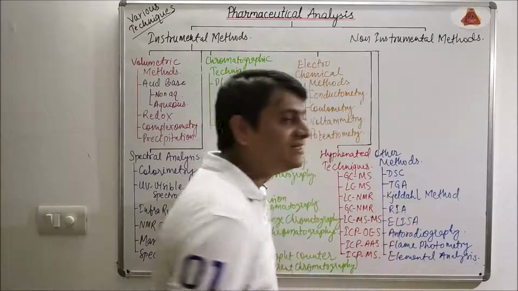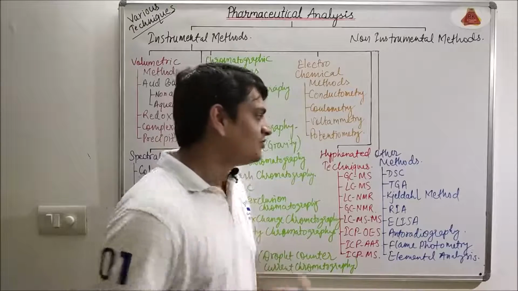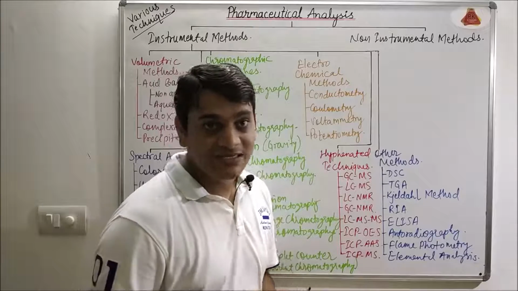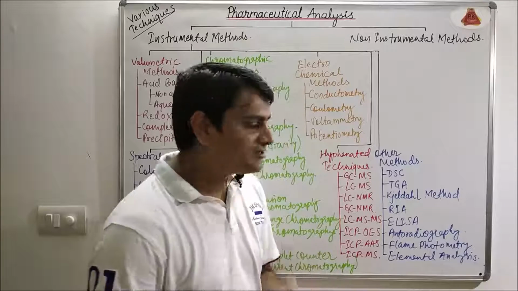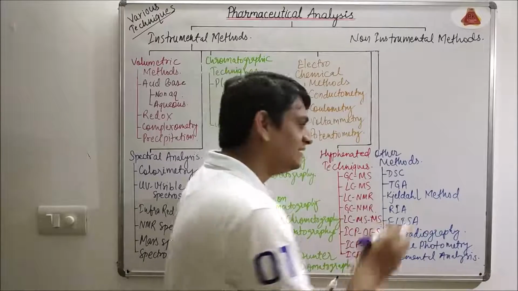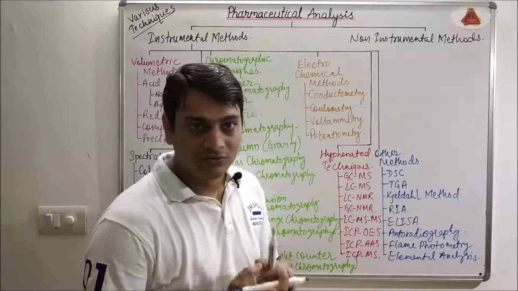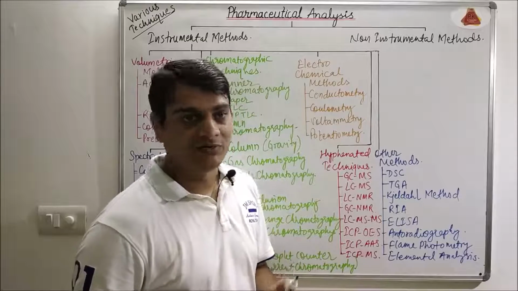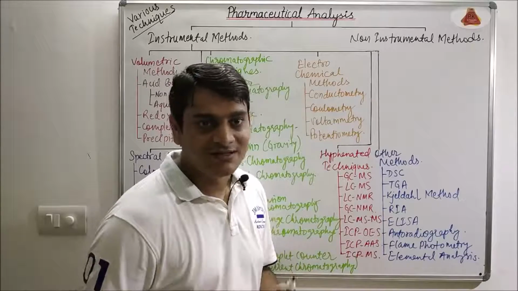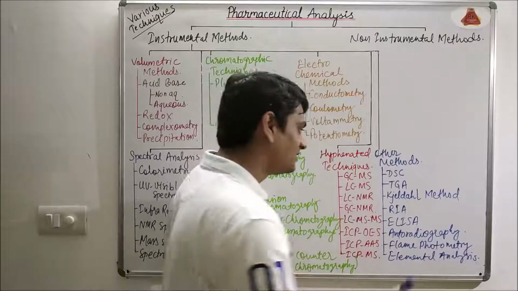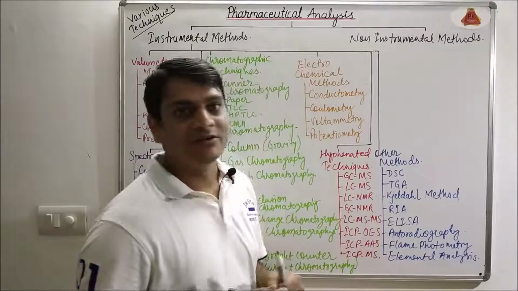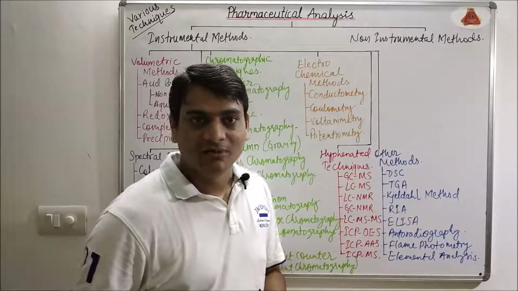First one is DSC, that is differential scanning calorimetry. By using DSC we can compare the standard as well as the sample by increasing the temperature, and we will get the result. Next one is TGA, that is thermogravimetric analysis. In TGA we will increase the temperature gradually and we will know the decomposition pattern of the particular compound. Next one is the Kjeldahl method. By using the Kjeldahl method we can determine the nitrogen content in organic compounds. Next one is RIA, that is radioimmunoassay. By using this technique we can determine the antigens present in the serum of the patient.